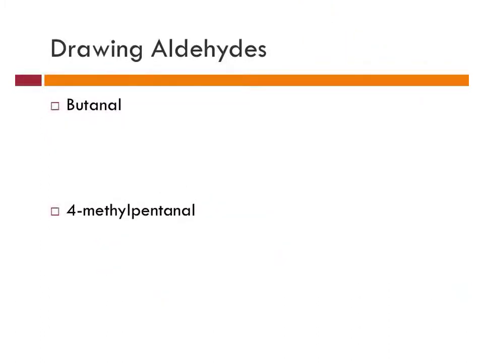For drawing, we just work backwards. We see -al at the end. We know it's an aldehyde. And we see but-, which is 4 carbons long. So butanal would look something like that.